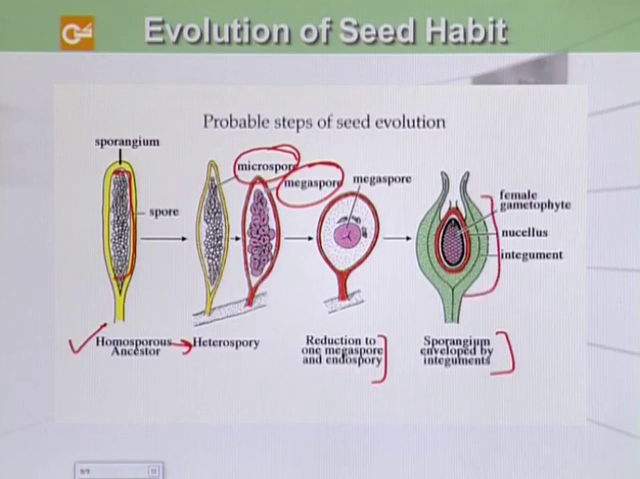So this is all about the evolution of seed habit, and we know that the seeds are more advanced than spores, and they offer many advantages for the harsh life on land.